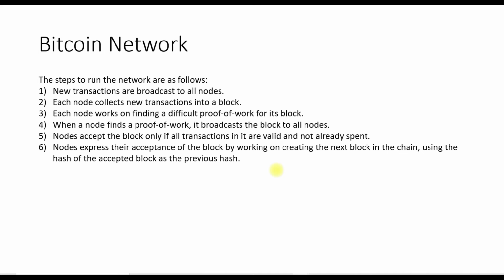Nodes accept the block only if all the transactions in it are valid and not already spent. Nodes express their acceptance of the block by working on creating the next block in the chain, using the hash of the accepted block as the previous hash.